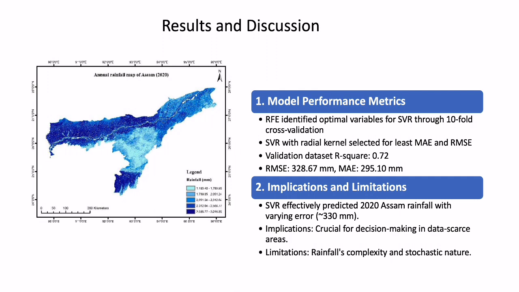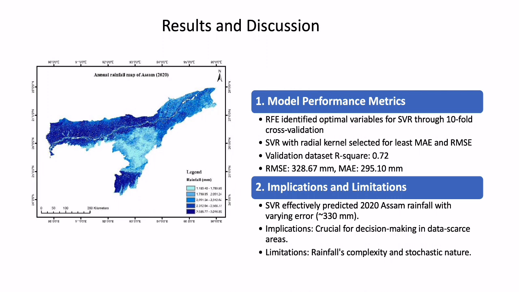So here are the results and discussions. The model performance metrics are as follows. As we can see, the validation data R-squared was 0.27 and the root mean square error, RMSE, is 328.68 mm. The mean absolute error, MAE, is 295.10 mm.